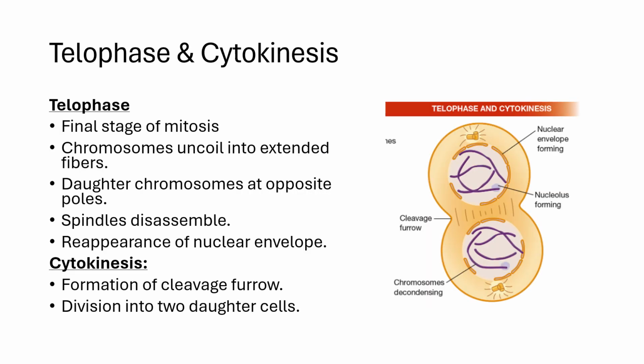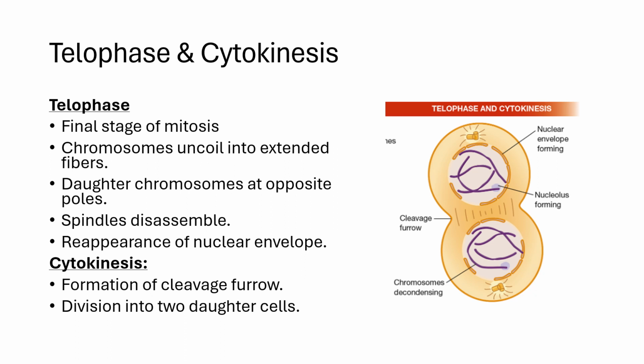Finally, we've reached telophase, which is the final stage of mitosis. The chromosomes uncoil into extended fibers. The daughter chromosomes are at the opposite poles completely, and at this point the spindles disassemble and the nuclear envelope starts to form again, encapsulating the chromosomes.